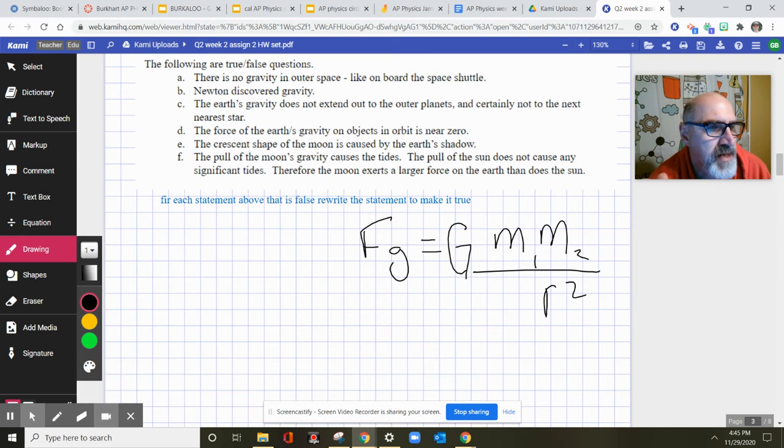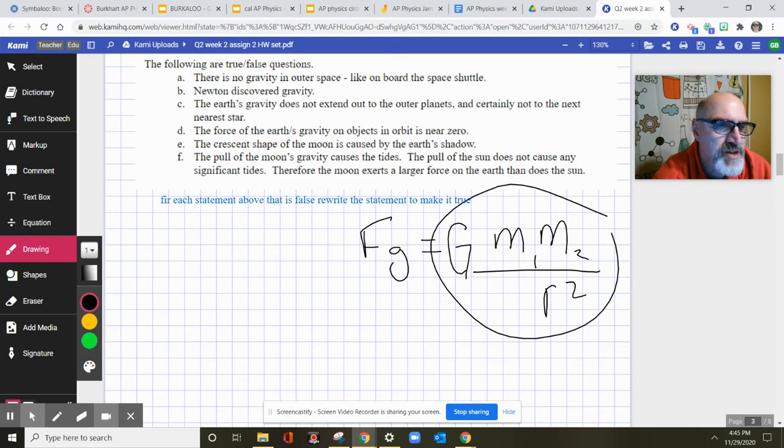The Earth's gravity does not extend to the outer planets. Okay, we just explained that. That's false. There's this planet and that planet, and according to this formula, they will experience a force of gravity between them no matter what. It's a small amount, perhaps, but it's there. The force of Earth's gravity on objects in orbit is near zero. Still false.